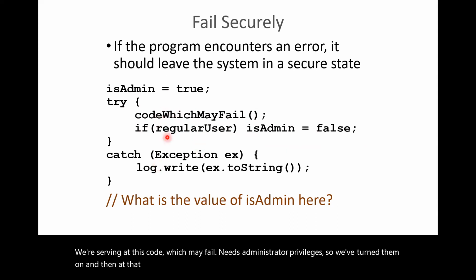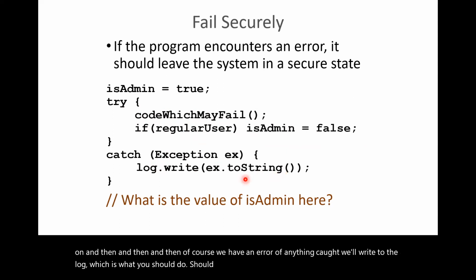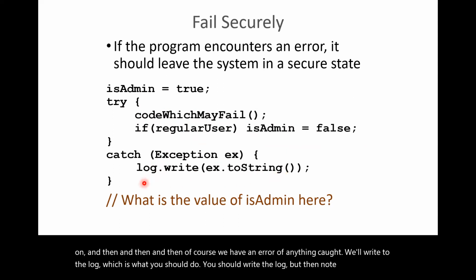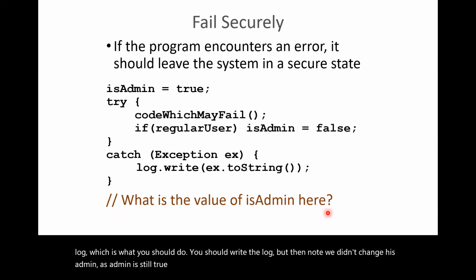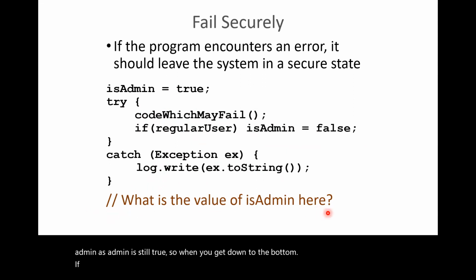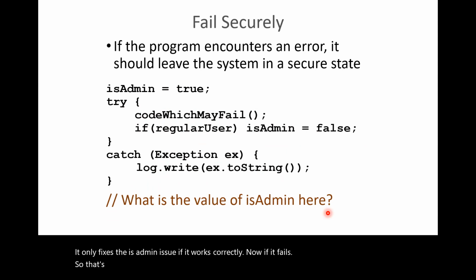And then, of course, if we have an error, if anything's caught, we'll write to the log, which is what you should do. But then note, we didn't change isAdmin. isAdmin is still true. So when you get down to the bottom, if there was an error, isAdmin is true. It only fixes the isAdmin issue if it works correctly, not if it fails. So that's not failing securely. When it says fail securely, this is an example of code that does not fail securely. Don't do this.